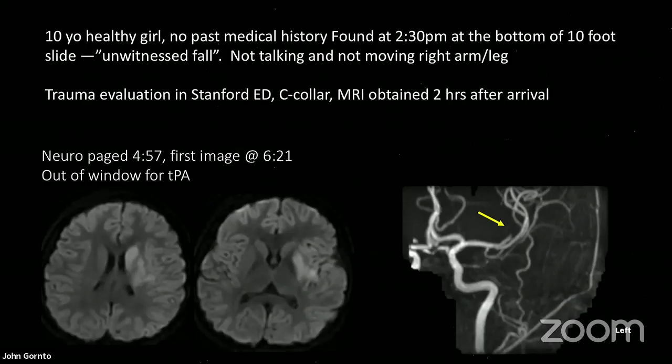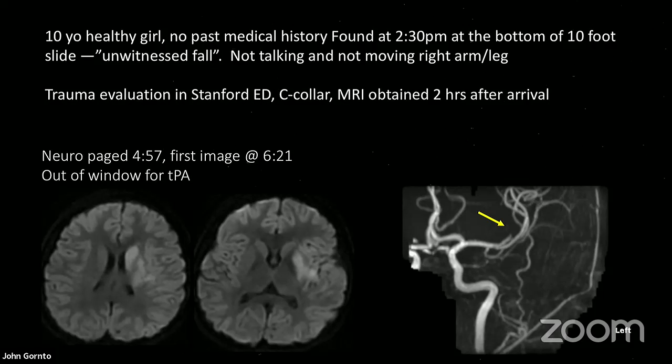Okay, here's something we're also very excited about. We've done now about a dozen kids in the last year and a half with the same imaging strategy that we used in DEFUSE 3. So here's an example, a 10-year-old healthy girl. She's found at the bottom of a slide, unwitnessed fall. Everybody immediately assumes this is some type of head trauma. It takes a very long time for these kids before somebody realizes that they're having a stroke.